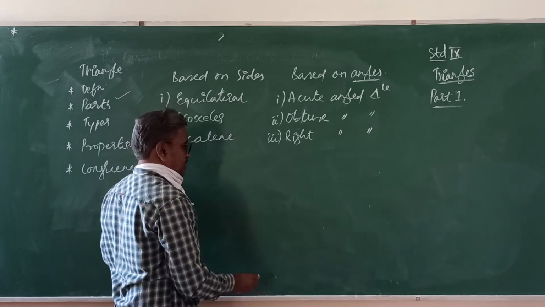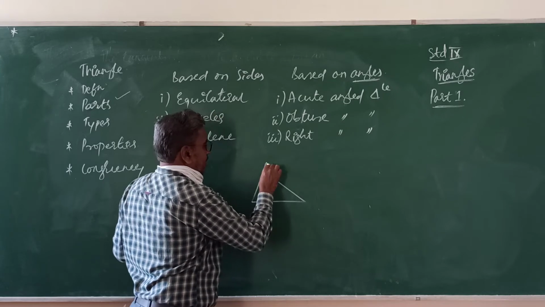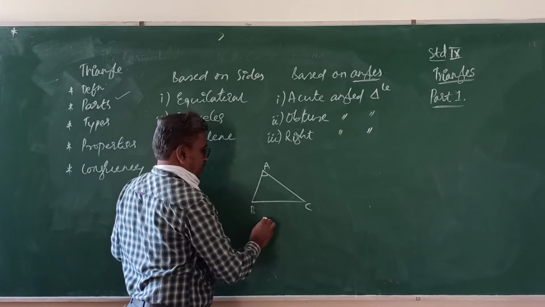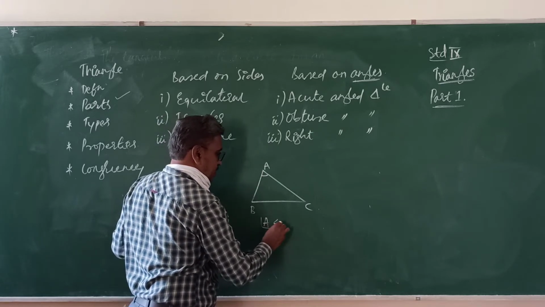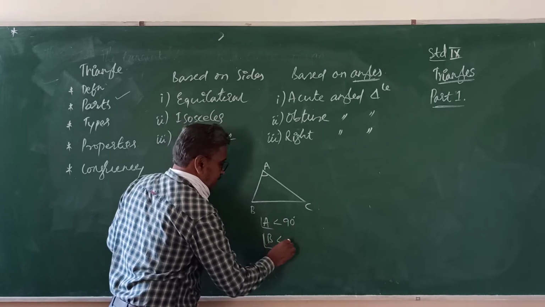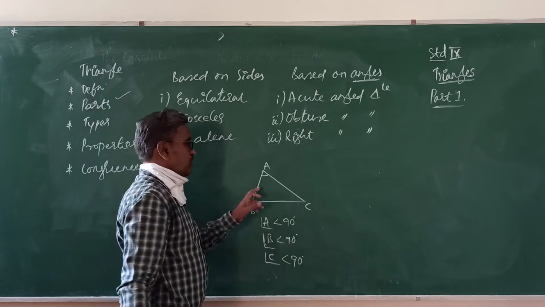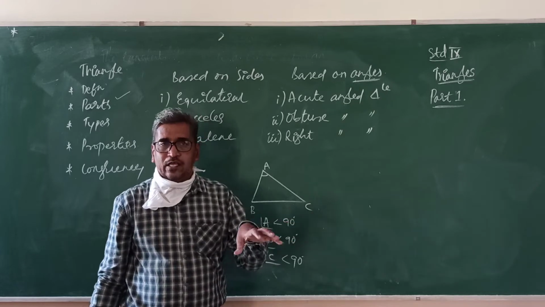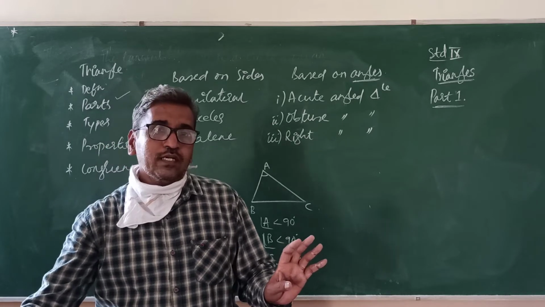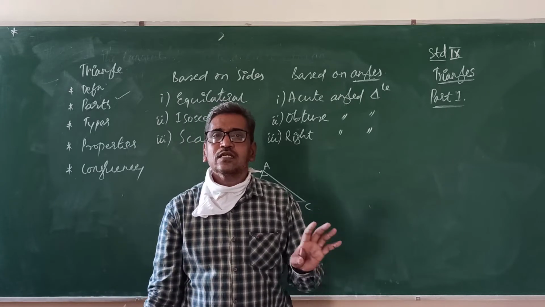Acute angled triangle: angle A, angle B, angle C. Angle A is less than 90 degrees, angle B is less than 90 degrees, angle C is less than 90 degrees. If all three angles of a triangle are acute, meaning less than 90 degrees. So in an equilateral triangle, what is the measure of each angle? When you observe practically, 60 degrees each.